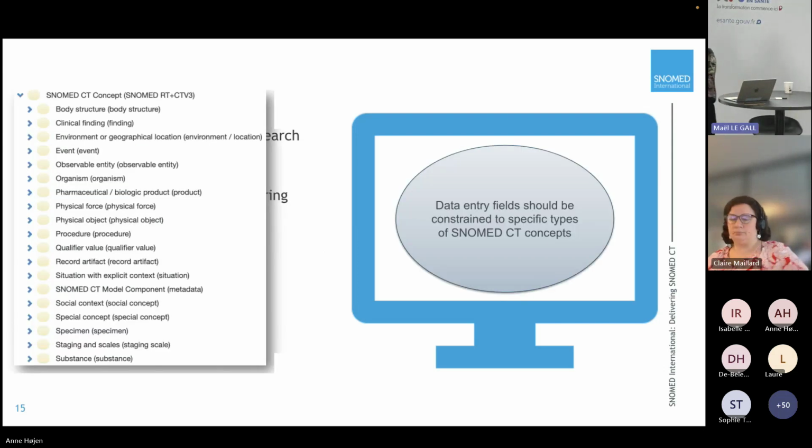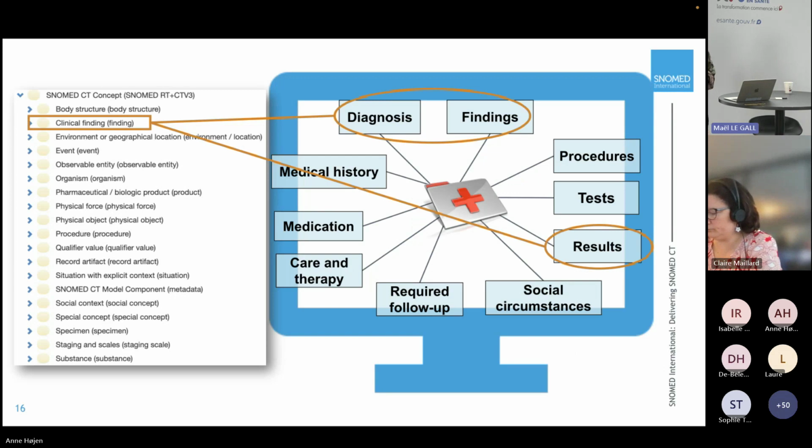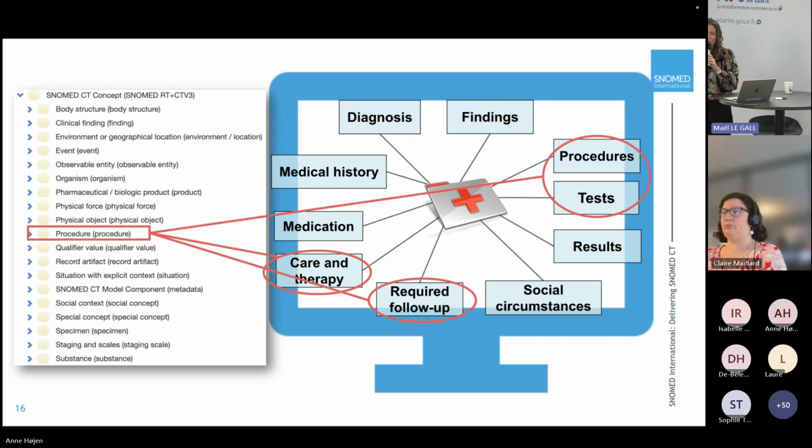And one of the key principles of implementing SNOMED is that you constrain your data elements to specific parts of SNOMED. So that when you want to record a diagnosis or symptoms, you only use concepts that belong to the clinical finding hierarchy. Or when you capture the results of an observation, again, you can use the clinical finding, but exclude anything else, because it's in the clinical findings that actually represent this type of meaning. So when you record procedures and tests, care and therapy, nursing procedures, use the procedure concepts and exclude everything else.